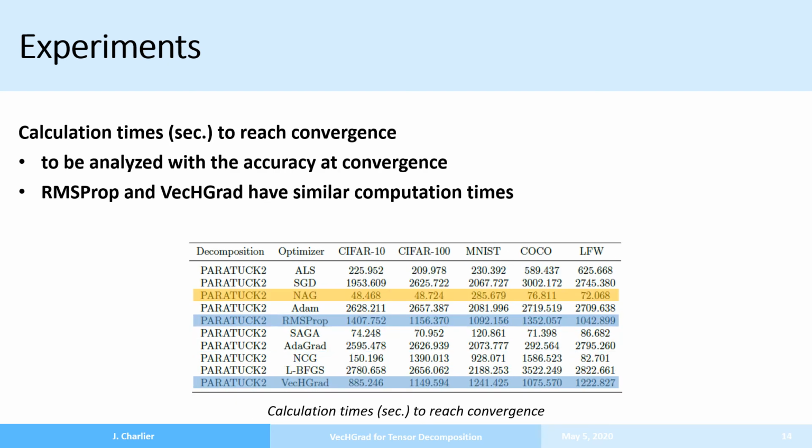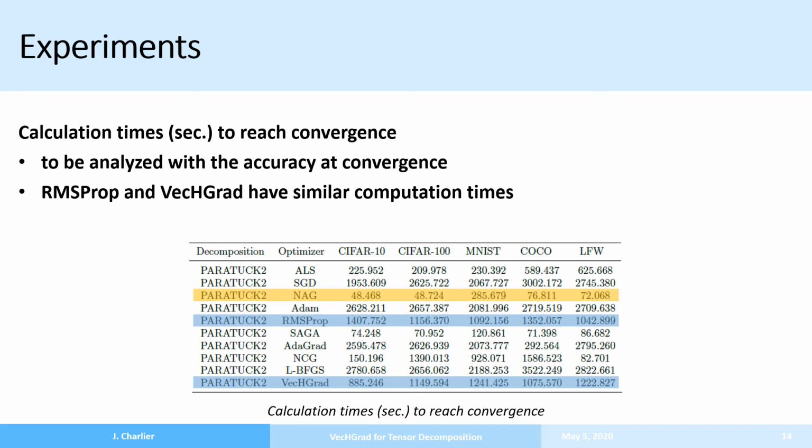If we mention the calculation times to reach convergence, it's very important to analyze this table together with the previous results, because previously we saw that NAG was not satisfying in terms of errors at convergence, but you can see here that NAG is the algorithm that converges the fastest. So you have the fastest solution, but if you consider the image of the bus, you are not able to find back the image of the bus. It was simply noise.